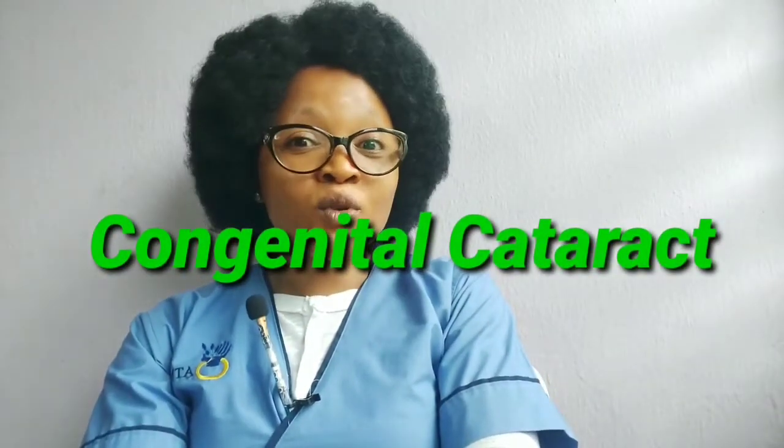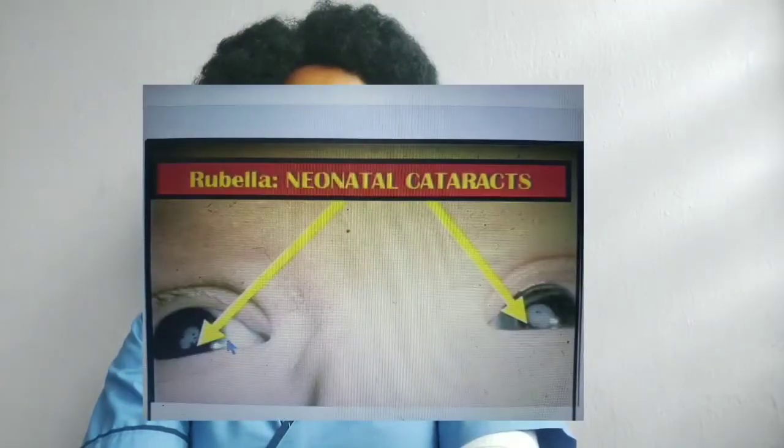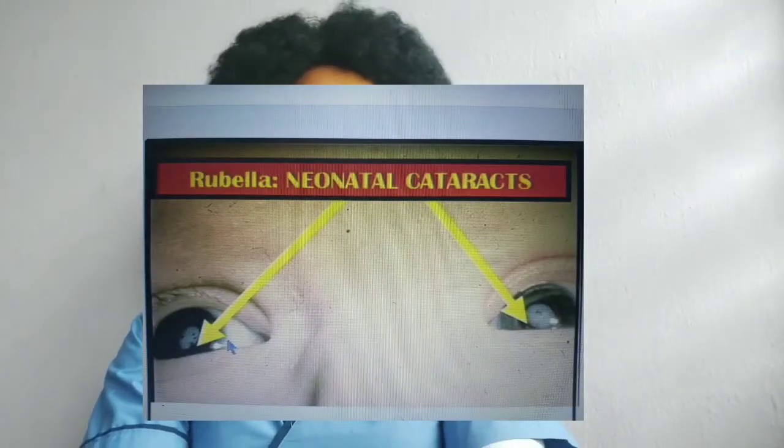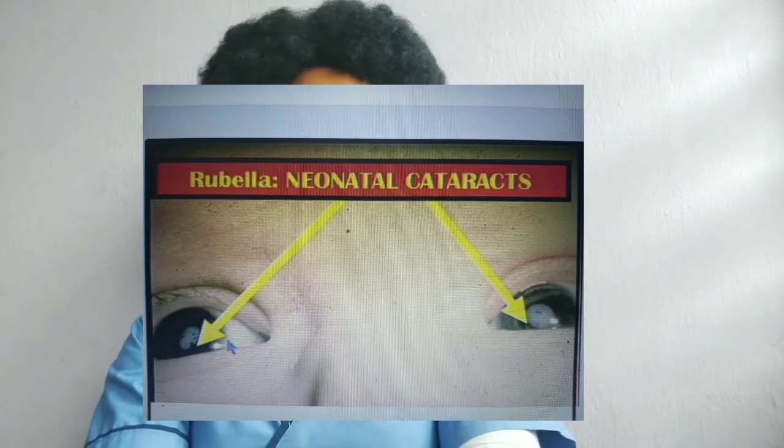There's congenital cataract. The two eyes of the baby look whitish. The lenses are covered by whitish material, and this is called cataract. And so many things. A baby can be born dead.